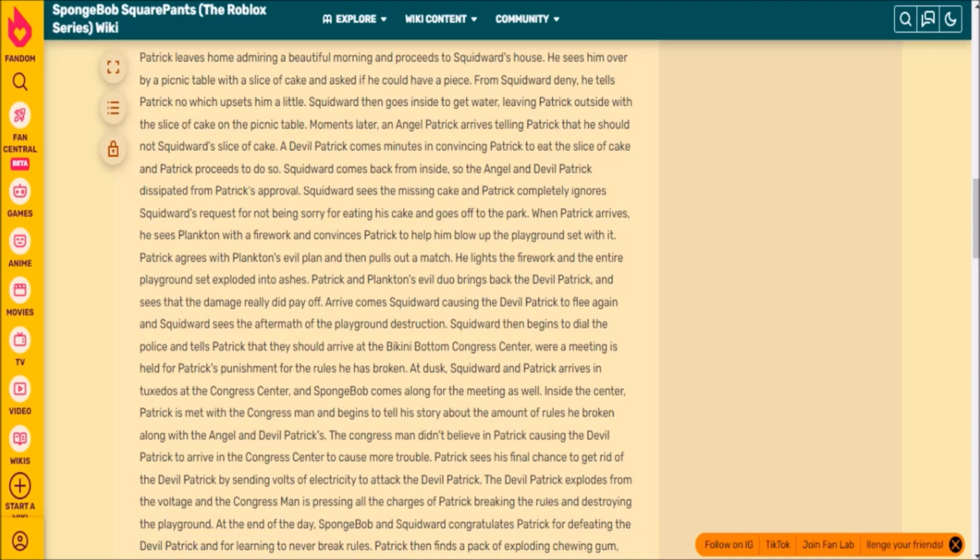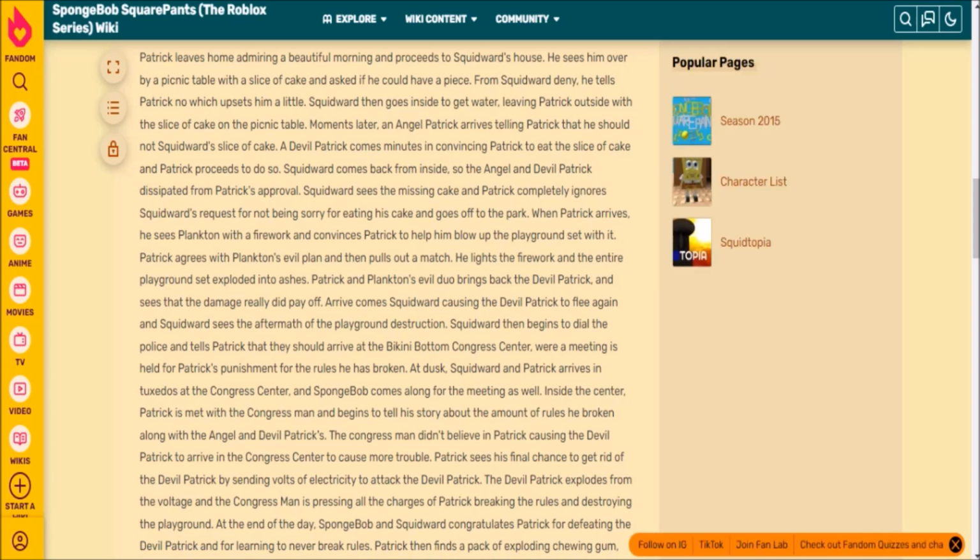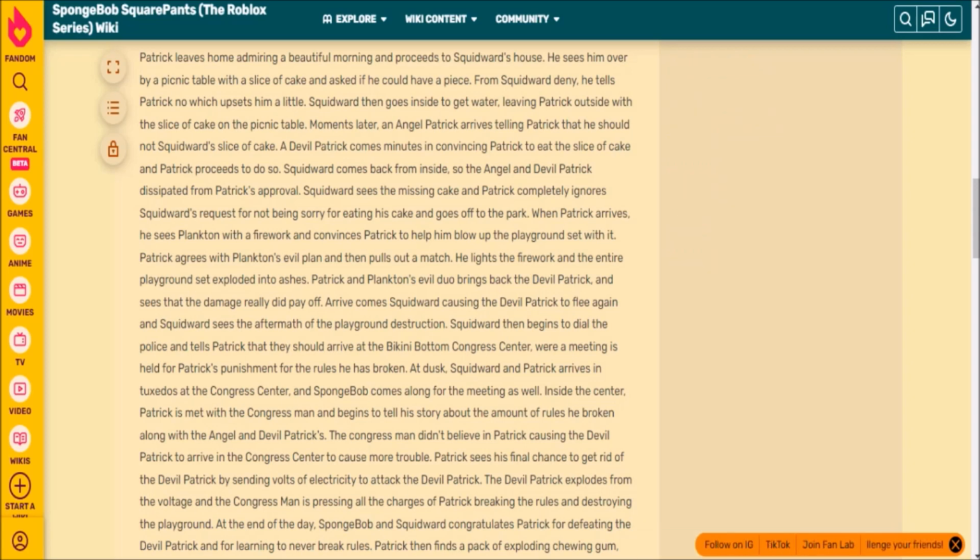Patrick and Plankton's evil duo brings back the devil Patrick, who sees that the damage really did pay off. Squidward arrives, causing the devil Patrick to flee again, and Squidward sees the aftermath of the playground destruction. Squidward then begins to dial the police and tells Patrick that they should arrive at the Bikini Bottom Congress Center, where a meeting is held for Patrick's punishment for the rules he had broken, at dusk.